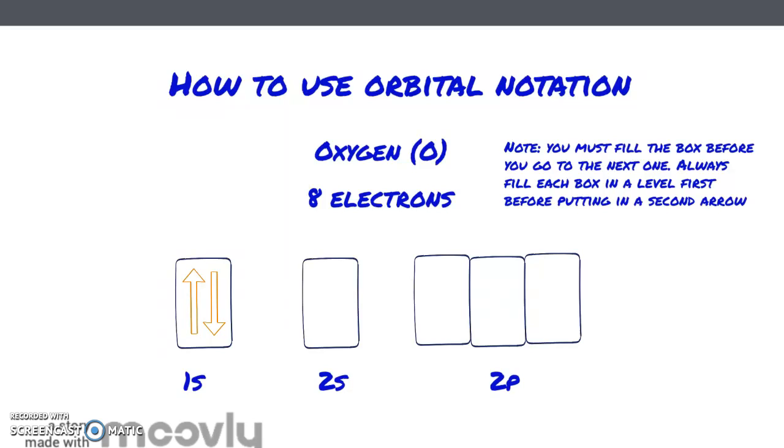Now we're going to do the same with 2s as we did with 1s, so 1 up, 1 down. And for 2p, however, we're going to put 3 arrows up before we put an arrow down, since we have to fill these 3 boxes before we can go back and put in the second one, such as.